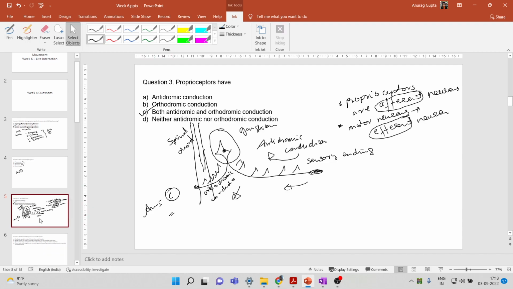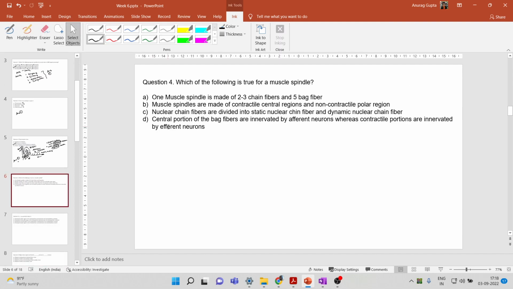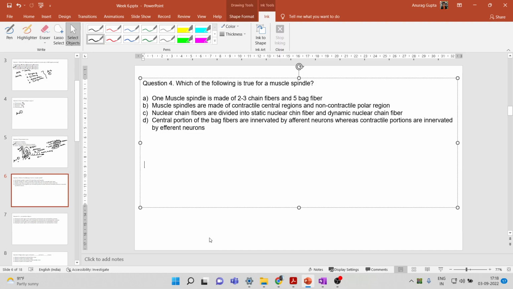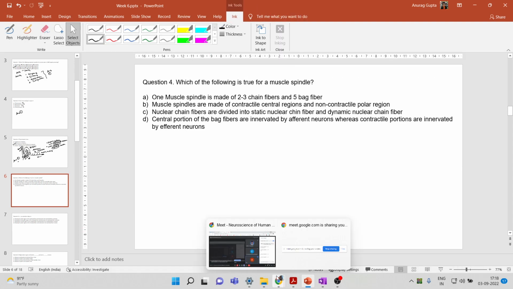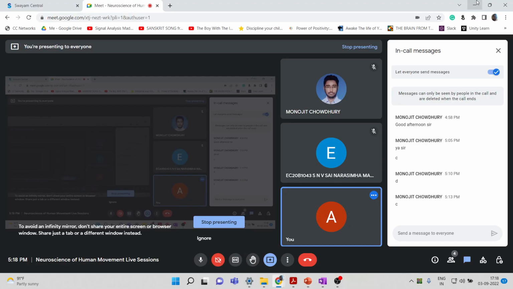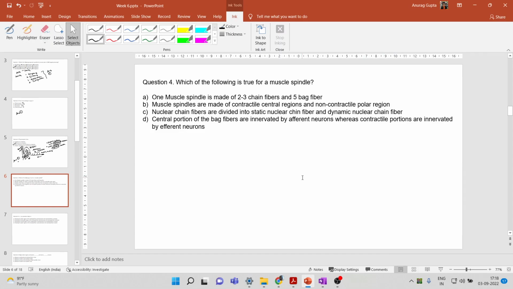Moving on to the next question. Which of the following is true for a muscle spindle? One, muscle spindle is made of... Okay, I'll give you around 1 minute to answer this, and then I'll discuss this in detail.